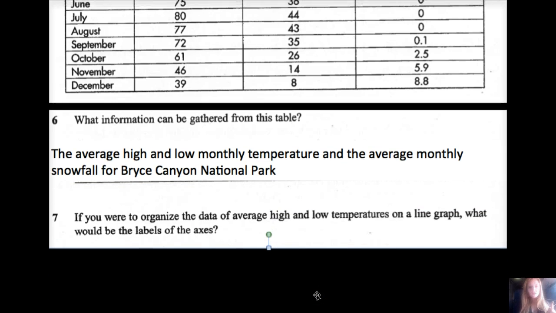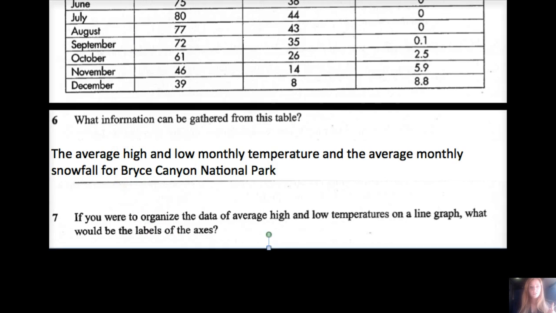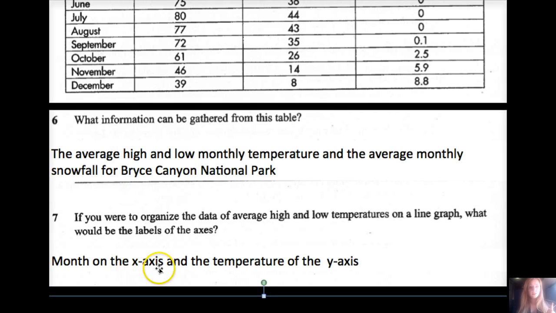Number 7, if you were to organize the data of high and low temperatures on the line graph, what would the labeled axes be? So I want to average the high and low. What they have in common is they have temperature in common. And I'd also label it months. So I put the month on the x-axis, which is also my IV, right? Time causes the changes, and temperature on the y-axis, which is also my DV.